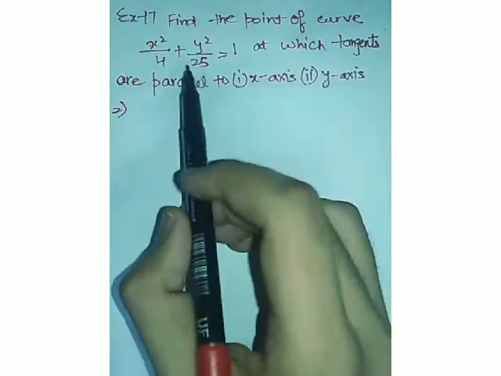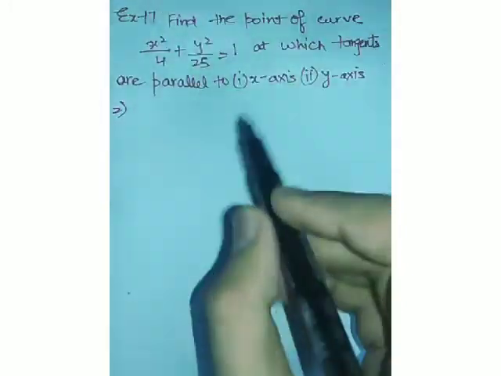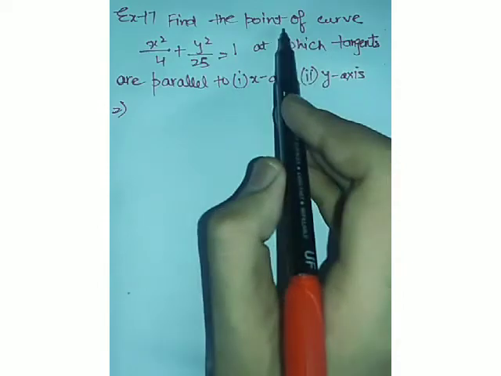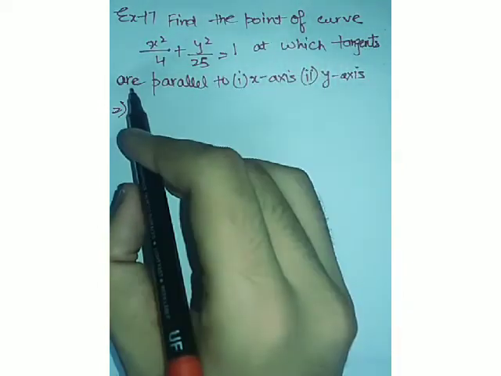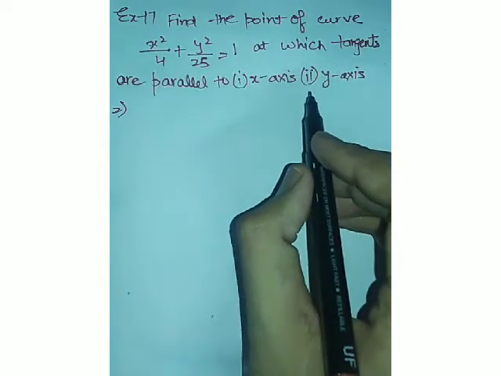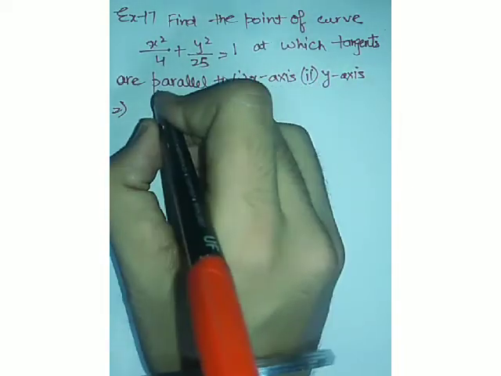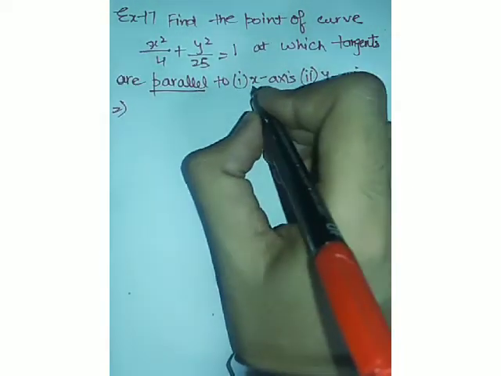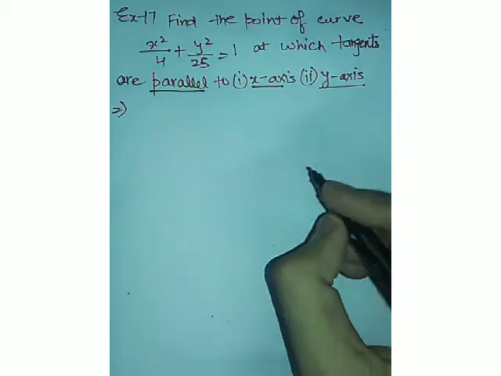This is example 17, in which the equation of a curve is given and we have to find the points on the curve at which the tangents are parallel to the x-axis and y-axis. Firstly, understand this thing: how will tangents be parallel to the x-axis and y-axis?